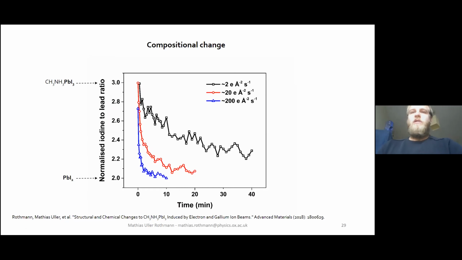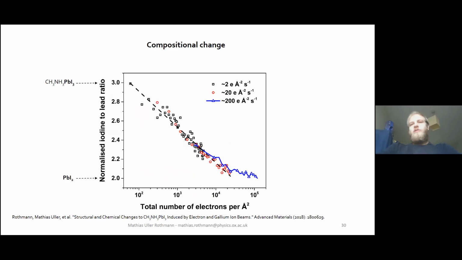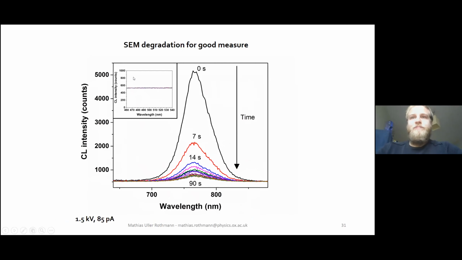We can plot our ratio as a function of total number of electrons, and we get quite a good correlation. So it's almost like the dose rate is irrelevant, it's the total number of electrons. So we need to look down up here to get pristine material, which is a dose budget of less than 100 electrons per square angstrom, which is incredibly low.